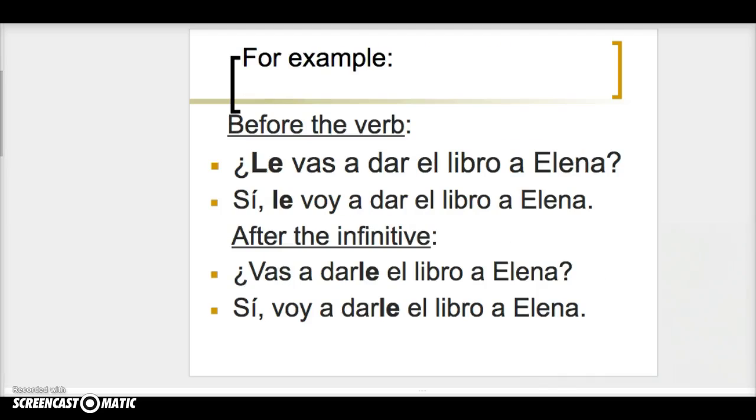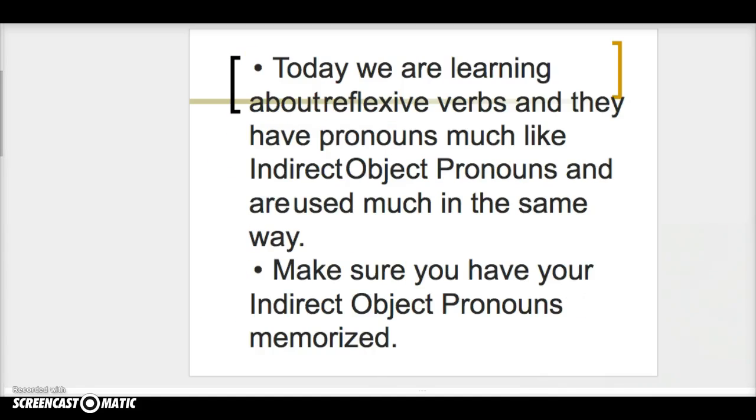So here we have an example. ¿Le vas a dar el libro a Elena? Sí, le voy a dar el libro a Elena. With this one, we can see that the le, the indirect object pronoun, is in front of the conjugated verb, vas. And in the answer, again, we put the le in front of the conjugated verb voy. But in the second example, we have vas a darle el libro a Elena. Here's our first verb, vas, but now I've attached le to the infinitive dar, which is what we see again in the second answer.